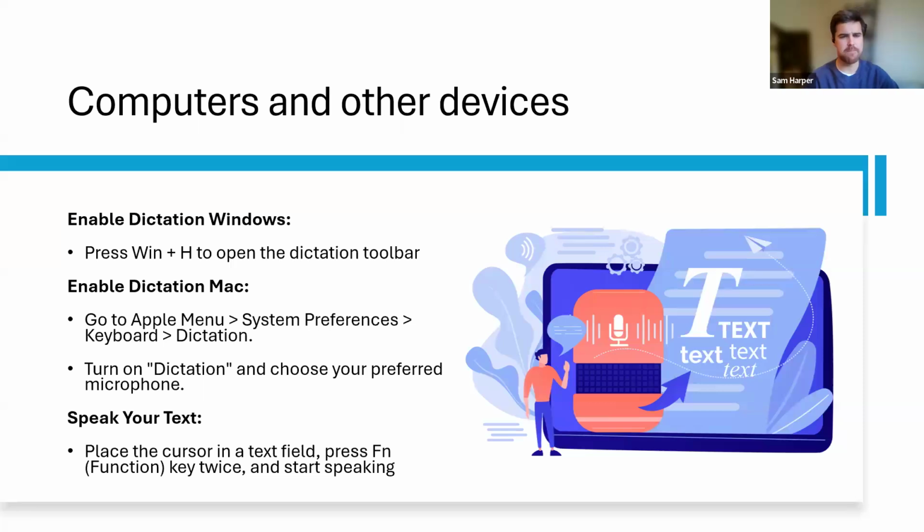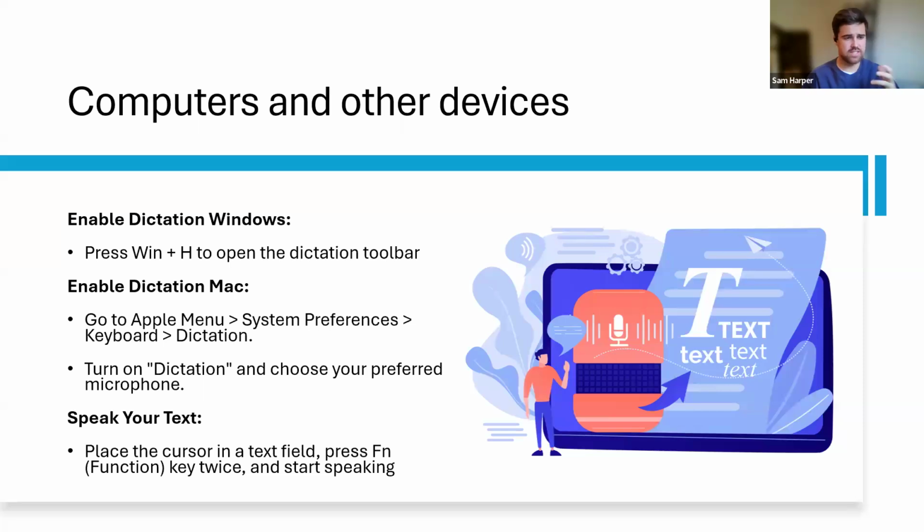Now, if you're looking for it on a Mac, so again, Apple, you just go to the Apple menu. You just want to look for system preferences. And again, just like on the iPhone, you're looking for keyboard and then enable dictation. So it's exactly the same as on the iPhone. It's just you're now on an Apple system. So you go into keyboard, enable dictation. So a few different ways in which you can enable that feature.